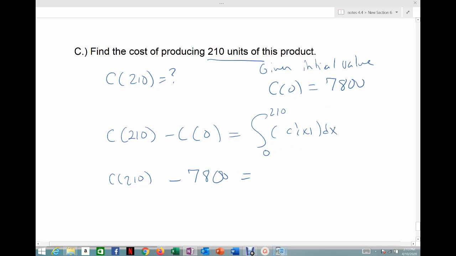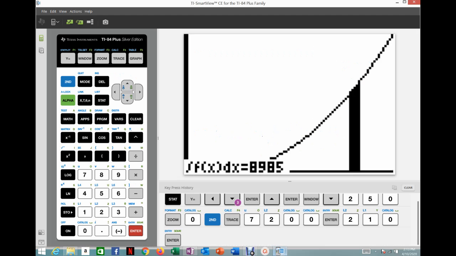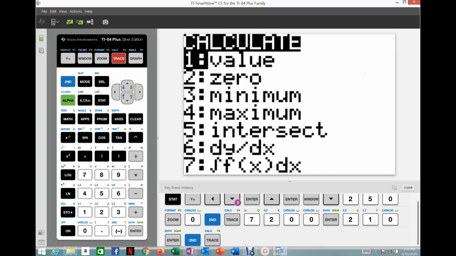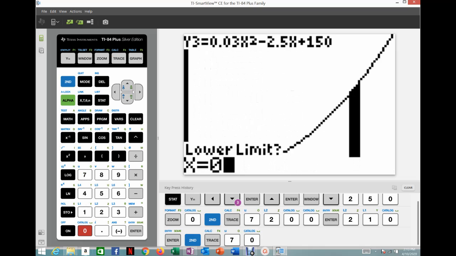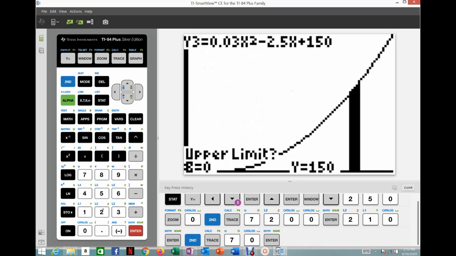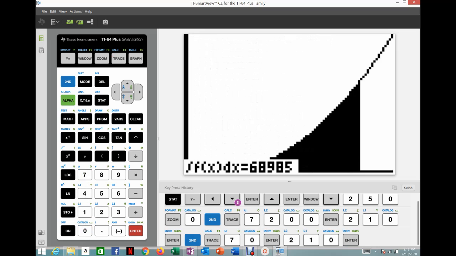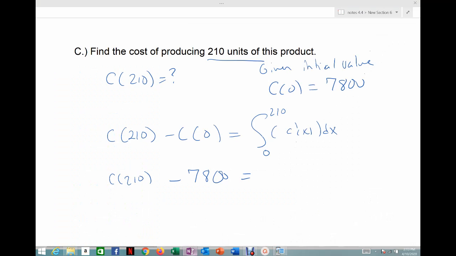So I just go back to my calculator, and now I do a second integration. So I go second trace, integrate, so pick 7. Now my lower limit 0, enter. My upper limit's 210, enter, and it'll shade all of that in. All right, the upper and lower values, 68,985. All right, that's what I go plug in. All right, and then I solve for the cost of 210, which means I need to add that constant to the other side.